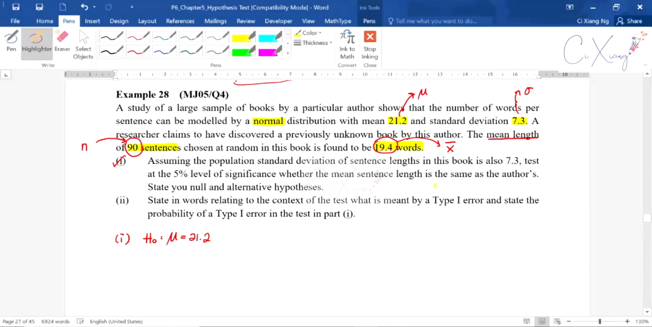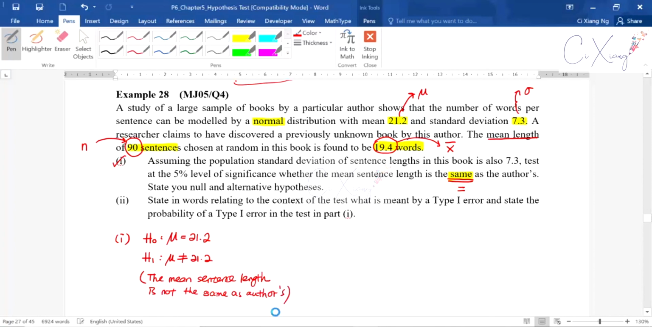Then after that, they are asking for the alternative. Which word tells you about the alternative hypothesis? It is this one: the word same. They want to know whether the mean sentence length is the same as the others. Same is the equal sign, so the opposite meaning of the same is not the same. So when you form the alternative hypothesis, it will be mu not equal to 21.2, which means that the mean sentence length is not the same as the others. So this is what they want for part number 1.